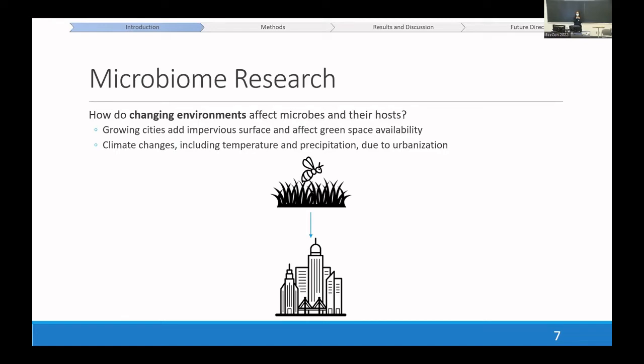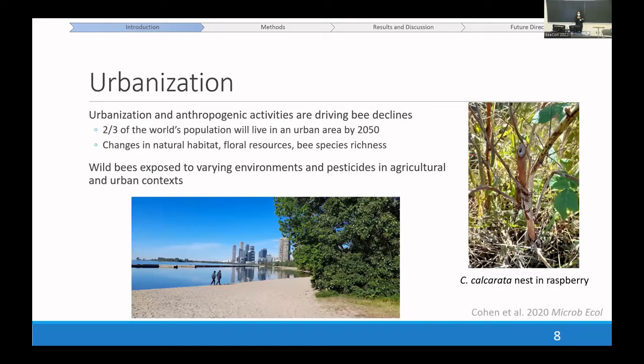In growing cities that are adding impervious surface, land use development, and affecting green space availability, also with climate change occurring because of urbanization, there are many different ways in which the environment is changing for our bees. And with urbanization being an increasingly worsening issue, such as in the city of Toronto, where it's always expanding, growing, and developing, we know that different ways in which urbanization affects the land, such as through natural habitat, floral resources, and bee species richness, have been shown to affect the bacterial composition in Osmia lignaria and in bees in general. So with wild bees being exposed to varying environments and pesticides in both agricultural and urban contexts, my research looks to see how those environmental factors are affecting the microbiome.